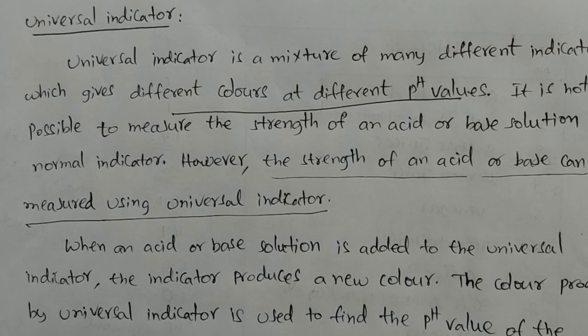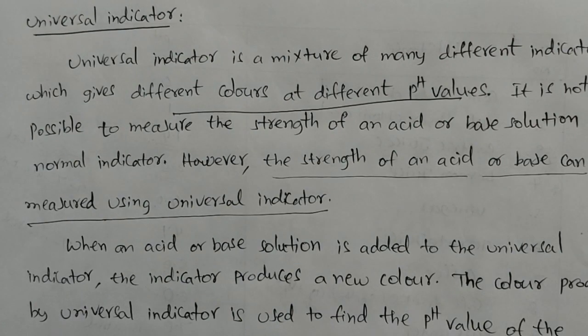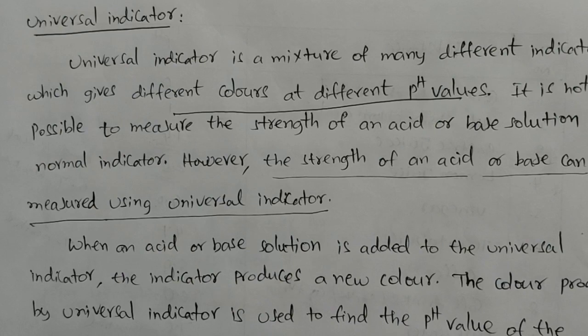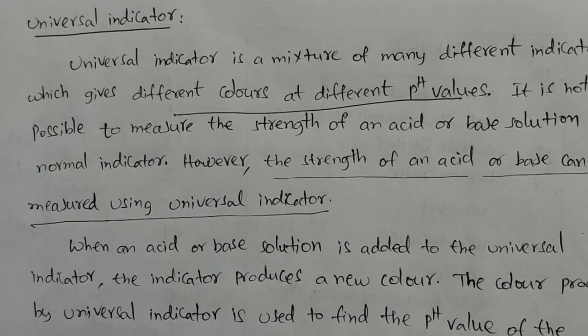Say for example, at pH 1 the color is red, at pH 4 the color is orange, at pH 7 the color is green, at pH 10 the color is blue, at pH 14 the color is violet. Like this. So you need not remember all the colors, I am just giving an example. Depending upon the pH, universal indicator exhibits different colors.